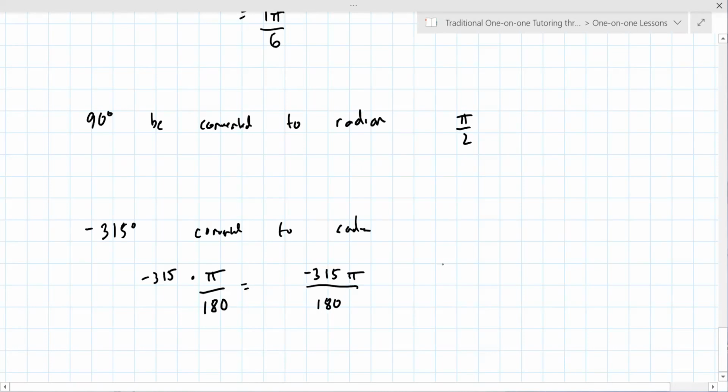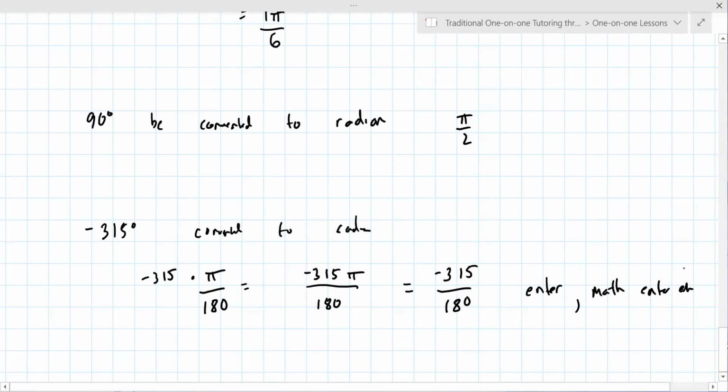Now let's say, do you think you'll have a calculator for this diagnostic? I think so. Okay. So you never put the pi in your calculator. That will cause problems here for you. But if you put minus 315 over 180 in your calculator and you hit enter, but then you hit math, enter, enter, it will convert it to a fraction.